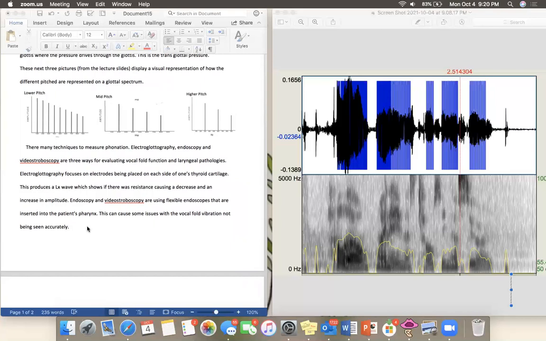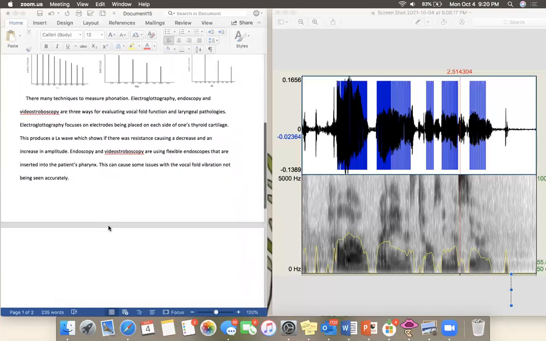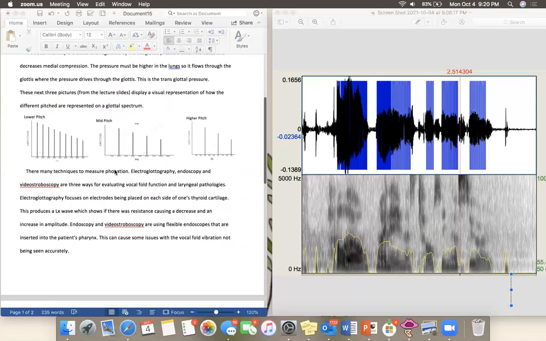Endoscopy and video stroboscopy use flexible endoscopes that are inserted in the patient's pharynx. This can cause some issues with the vocal fold vibration not being seen accurately. So those are just a couple of ways that phonation is measured, and that is it.